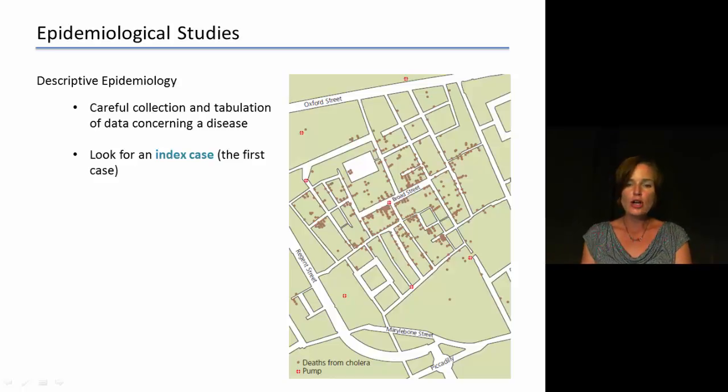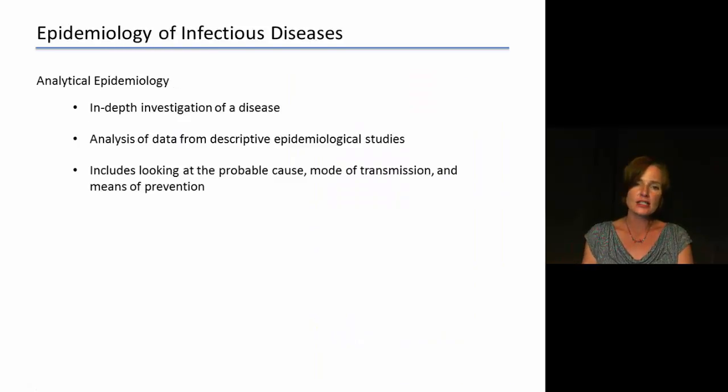In this picture right here, we see some clumping of it around a particular well or water source. And so in this case, that might be identified as the initial location where this developed. And then another way to study epidemiology is analytically. Analytical epidemiology is going to be an in-depth investigation of the disease. And in this case, it's an analysis of data from descriptive epidemiological studies. This is going to include really looking at everything. This is looking at the probable cause, the mode of transmission, and then also hopefully the means of prevention of that particular disease.